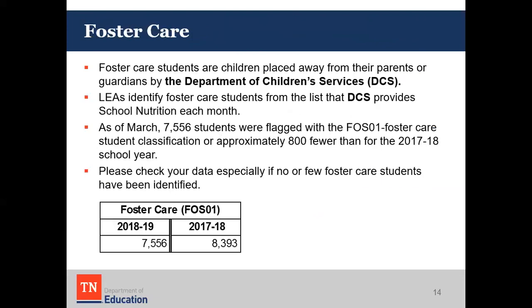Foster care. Foster care students are children placed away from their parents or guardians by the Department of Children's Services, DCS. LEAs identify foster care students from the list that DCS provides school nutrition each month. As of March, 7,556 students were flagged with a FOS-01 foster care student classification, or approximately 800 fewer than for the 2017-18 school year. Please check your data, especially if no or few foster care students have been identified.